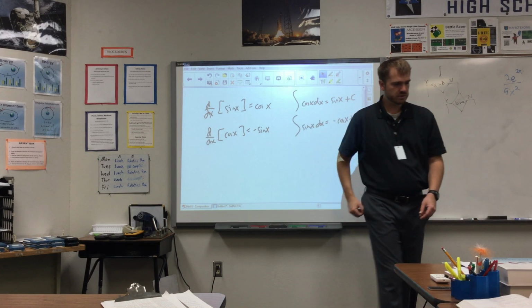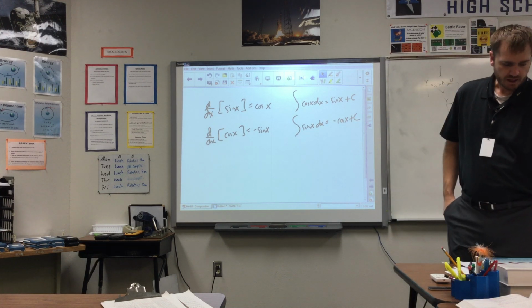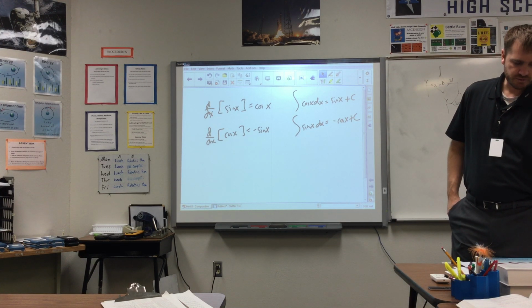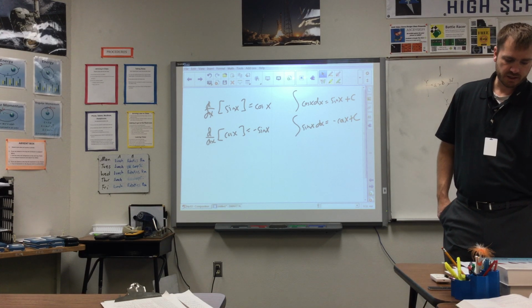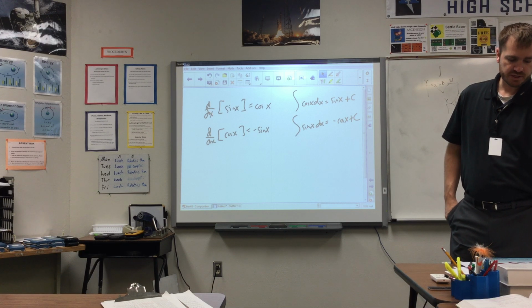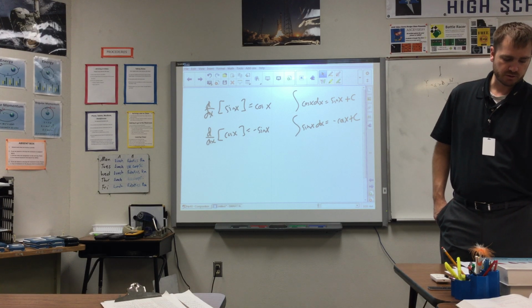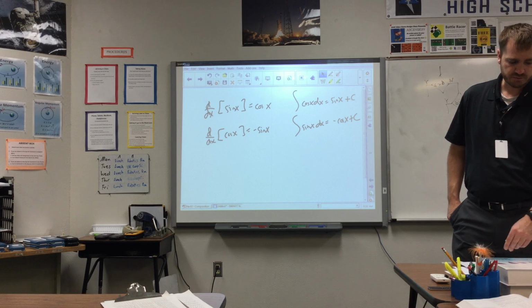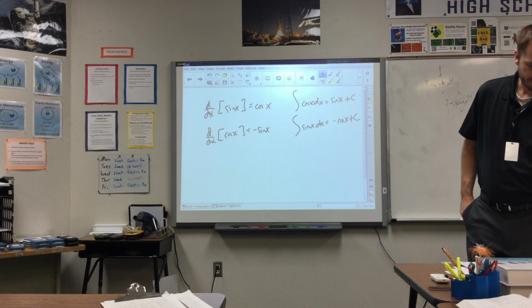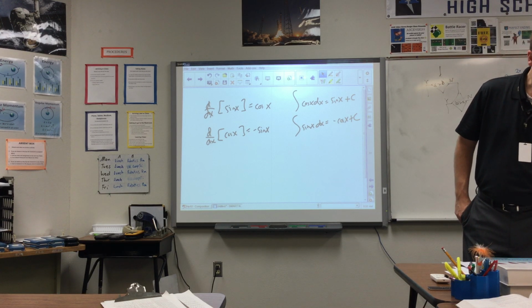Looking at that table, look on the right side. You've got the integral of secant squared is tangent x plus c. The integral of cosecant squared x is negative cotangent. The integral of secant x tangent x is secant, and the integral of cosecant x cotangent is negative cosecant. And I think that's enough.